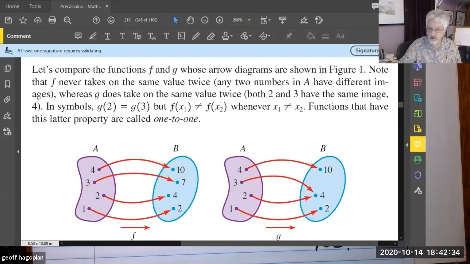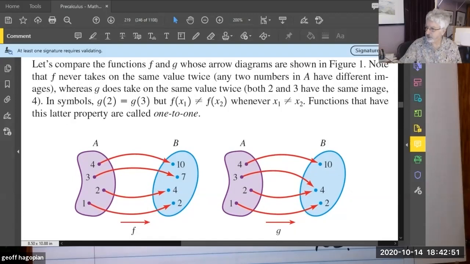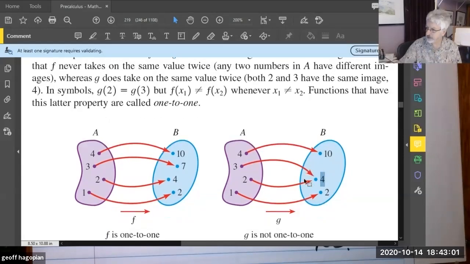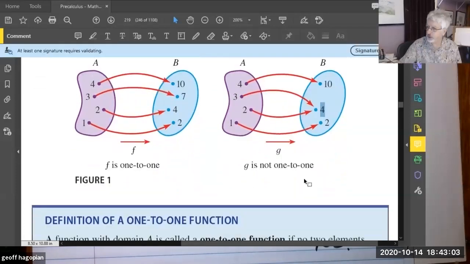You can see in this diagram, the first one on the left, you could reverse this process and it would be well defined. It would be a function. The mapping from B back to A, 10 would go to 4, 7 would go to 3, 4 would go to 2, and so on. With this one, this is not one-to-one because while it is a function, for each input there is at most one output, for this output 4 there are two different inputs that produce that output. So it is a function, but it's not one-to-one.